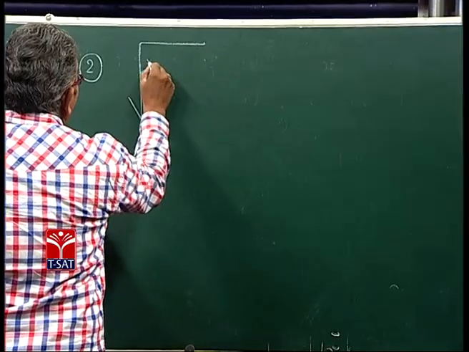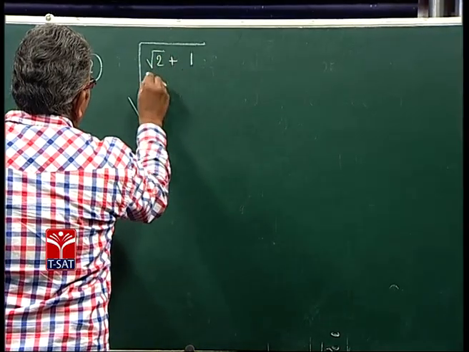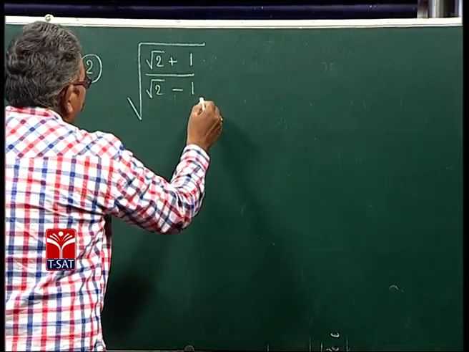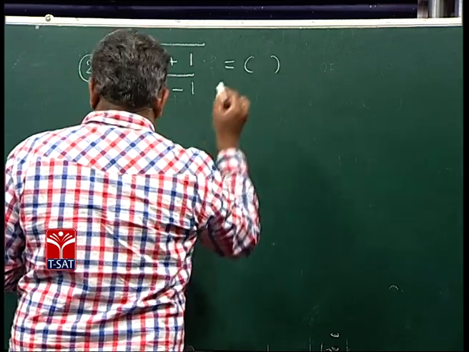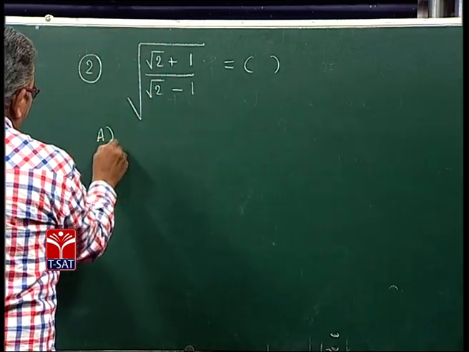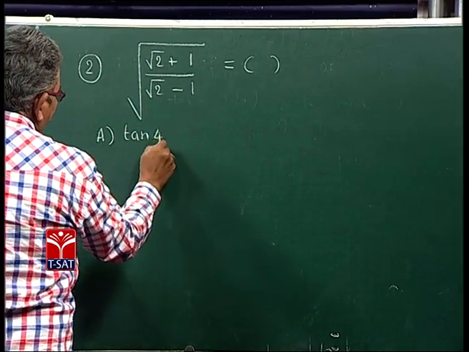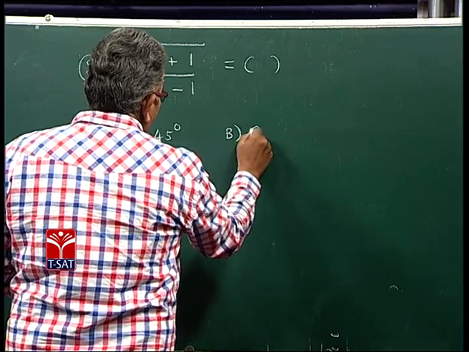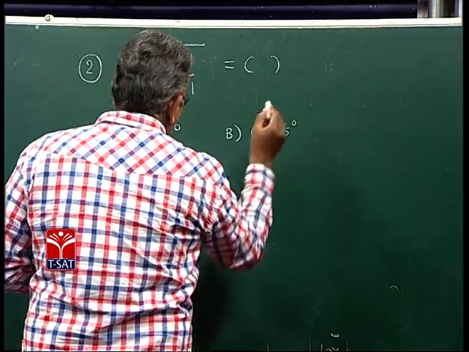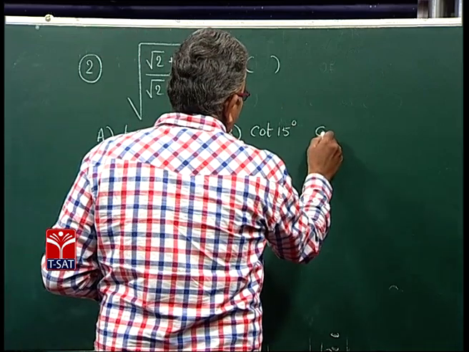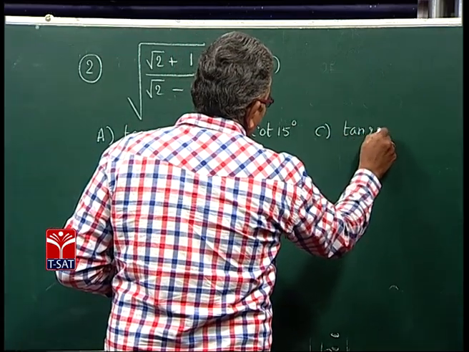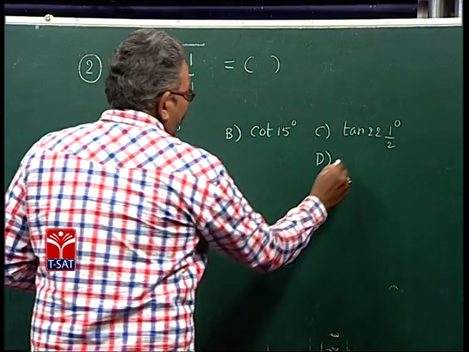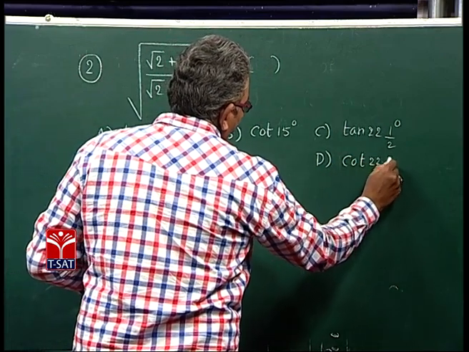Root of (root 2 plus 1) by (root 2 minus 1) equals: A tan 45 degrees, B cot 15 degrees, C tan 22.5 degrees, D cot 22.5 degrees.